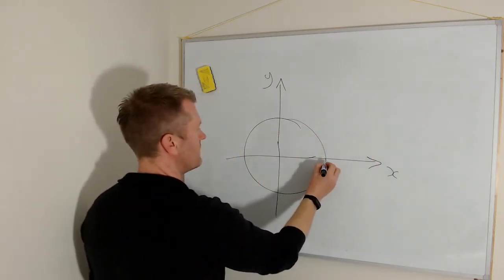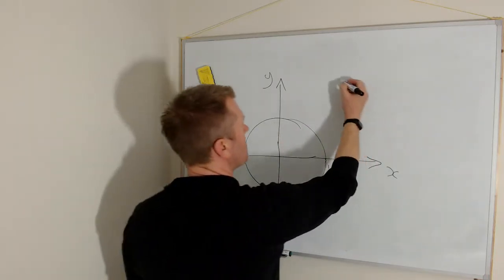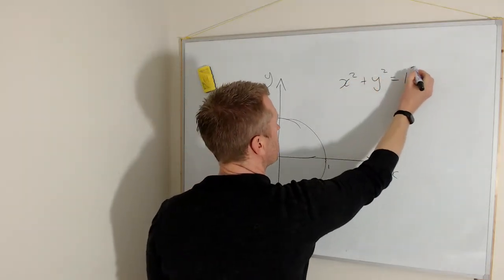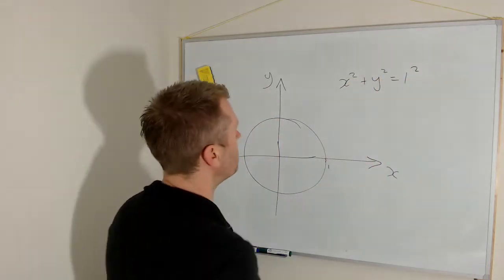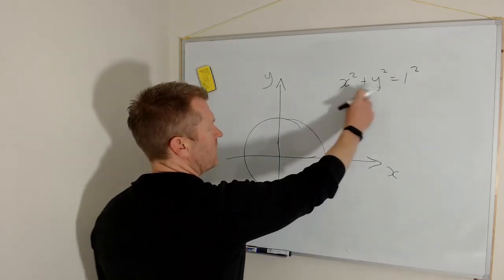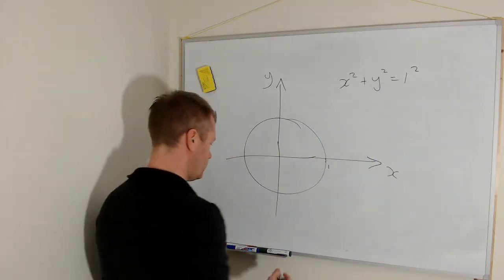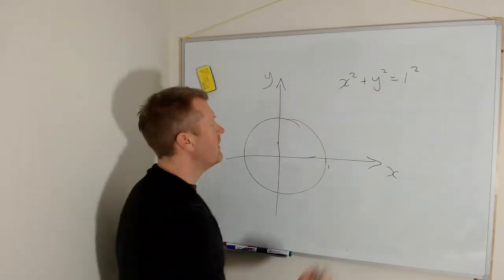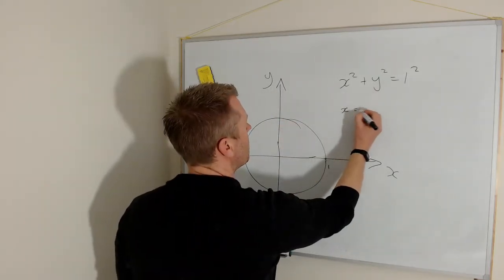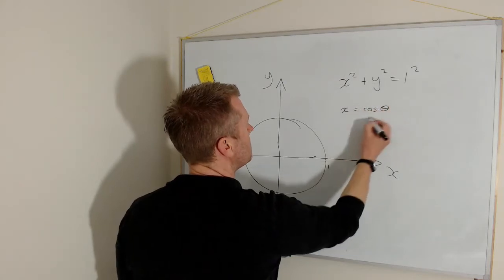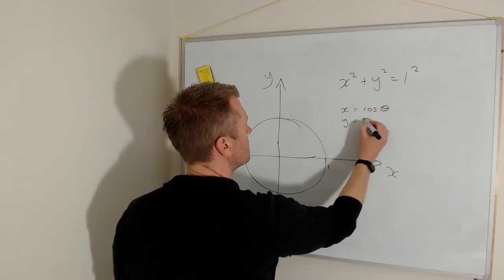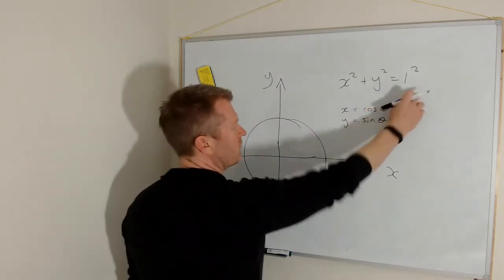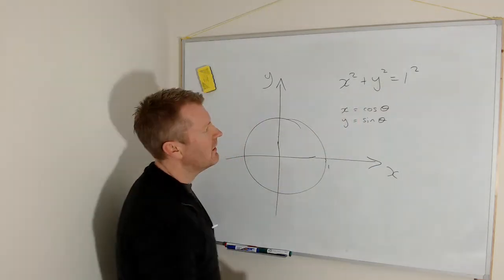If we call this a unit circle, so I say that's 1, then the equation of this is x squared plus y squared equals 1 squared, or 1. Again, this is x and y in terms of each other, but we could also, if we want to differentiate or something, this is a pig to differentiate, we could say x equals cos theta and y equals sine theta. Now we know cos squared plus sine squared equals 1, so it satisfies this equation.